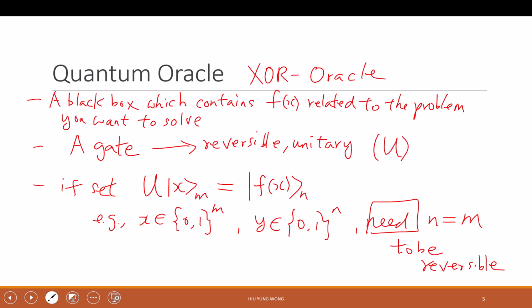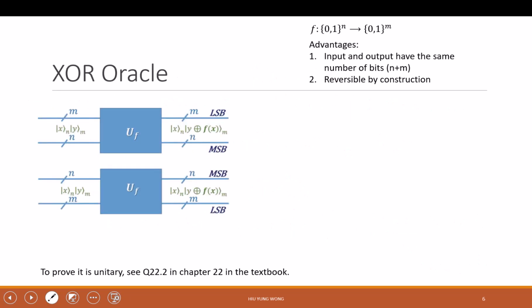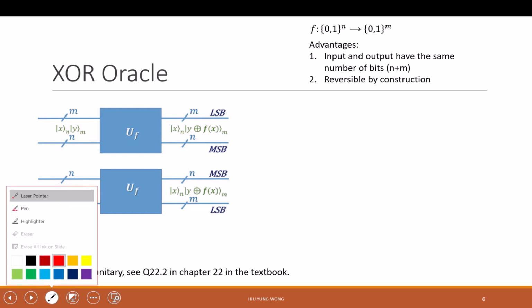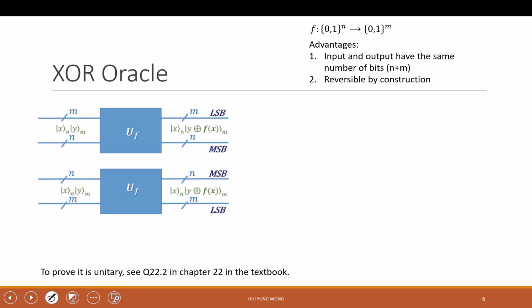So then many people, very smart, came up with one idea. How about this? One possibility is that I can encode the f of x into the basis. But here, I don't just put it as f of x, I'm putting exclusive or f of x. For reasons we are going to show later, there are different types of quantum oracle. This is one of them, a common one. So I encode the f of x into the basis.